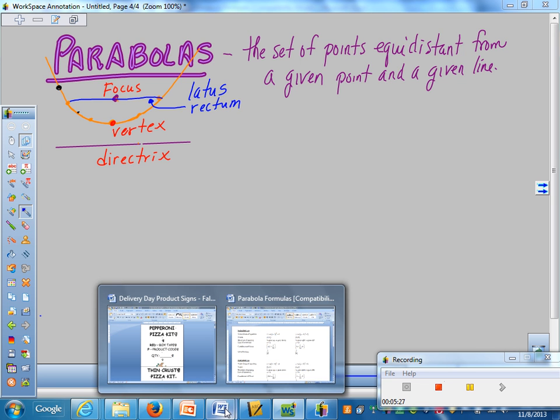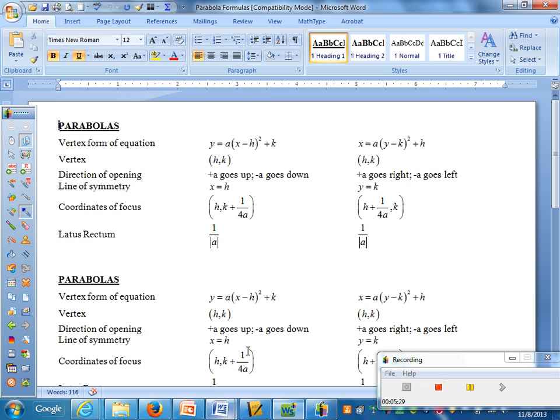It's this set of little formulas. You're going to actually just tape or staple this to your card once I get you a big size card, so that you just have all those formulas, since there's quite a bit to them. You'll notice on here down the side I have vertex, the direction of opening, we did that before, which way does it open, the line of symmetry, the coordinates of the focus, and then how to find the length of the latus rectum. So the new parts will be how to do the focus and the latus rectum.